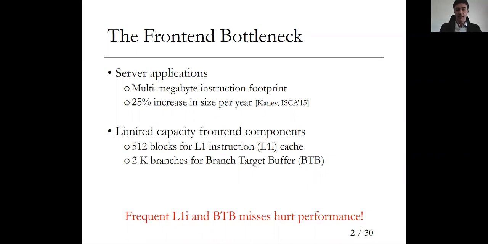On the other hand, the capacity of the components in a processor responsible for dealing with these instructions is very limited. For example, the size of the L1 instruction cache is about 512 blocks, about 32 kilobytes of storage, and the size of the branch target buffer is about 2,000 branches. Due to this mismatch between the size of the instruction footprint and the capacity of the components in the processor responsible for those instructions, we frequently encounter L1i and BTB misses. Due to those misses, the performance of a processor gets significantly hurt. That's the front-end bottleneck.